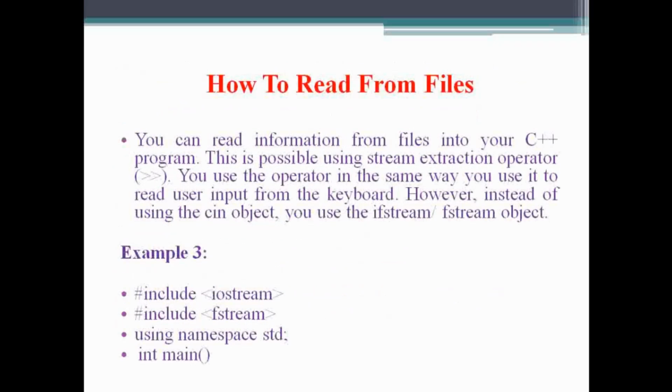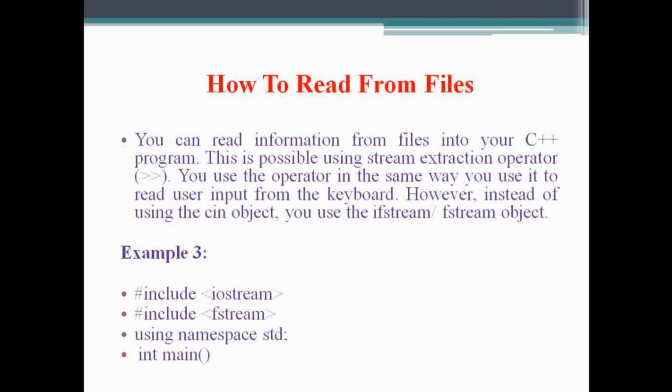Now, last point of our topic, how to read from files. We can read information from files into our C++ program. This is possible using the stream extraction operator, which is >>. We use the operator in the same way we use it to read users' input from the keyboard. However, instead of using the cin object, we use the ifstream object. And the example over how to read from file is given below.